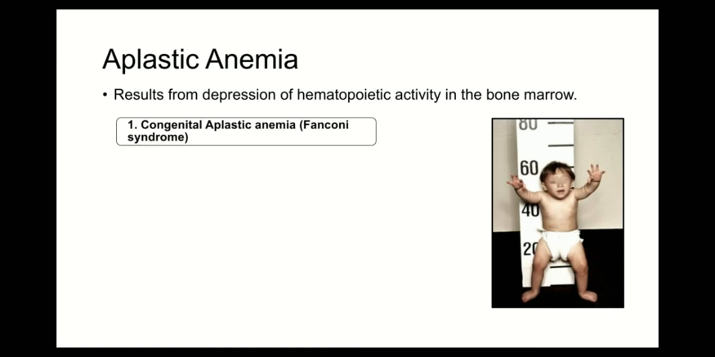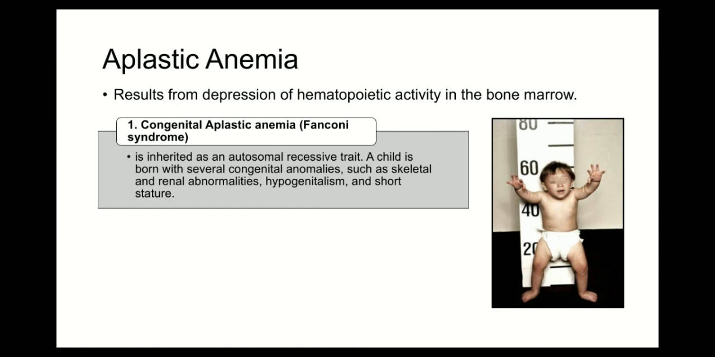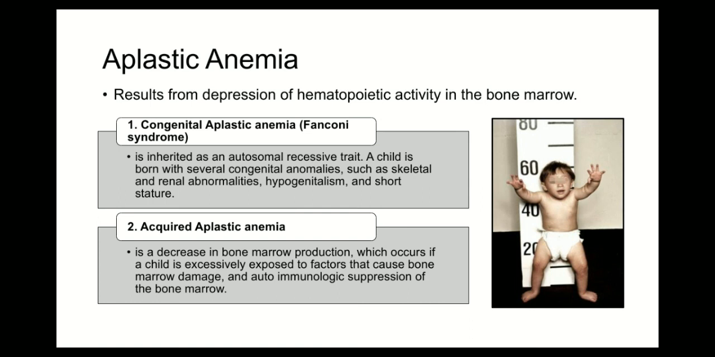Now, aplastic anemia can come in two forms. First is congenital. Congenital is inherited because of the autosomal recessive trait. And the next one is the acquired one. So the acquired aplastic anemia occurs when there is excessive exposure to factors that will cause bone marrow suppression or bone marrow damage. So let's go to the disease process of congenital aplastic anemia, also known as Fanconi syndrome.